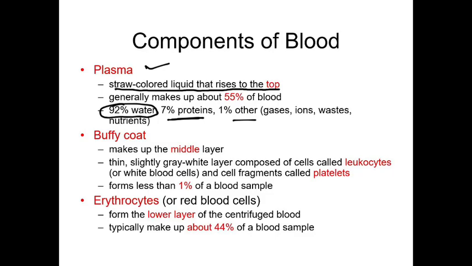In the middle, again, is that buffy coat, white blood cells and platelets. This is a relatively small percentage of the sample volume. And then finally on the bottom, red blood cells or the erythrocytes, accounting for about 44%.